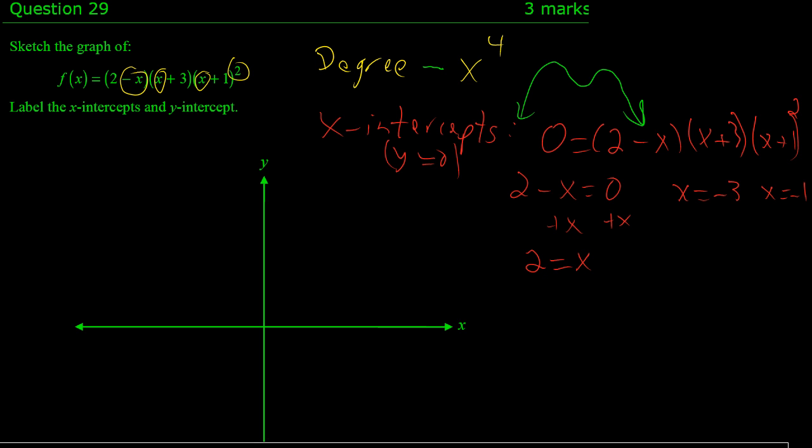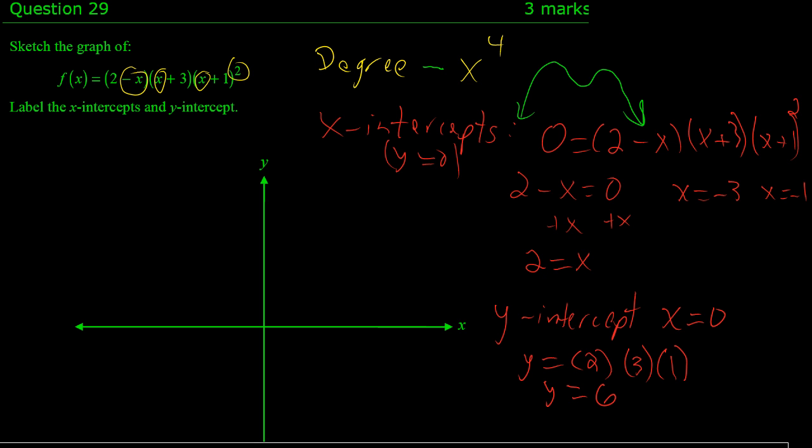My y-intercept is also easy to find. For my y-intercept, we want x equal to 0. So my equation becomes f of x equals, so that's just going to be 2, right, because 2 minus 0 is still 2, times 3, because 0 plus 3 is 3, and 0 plus 1 squared, well, 1 squared is still 1. So 2 times 3 is 6. So my y-intercept is 6.